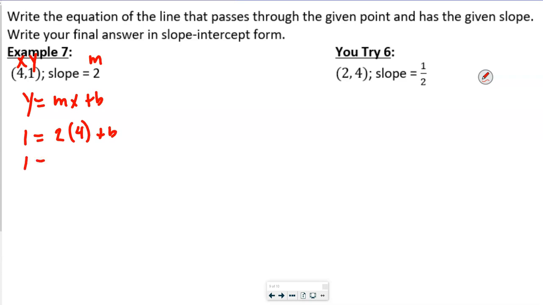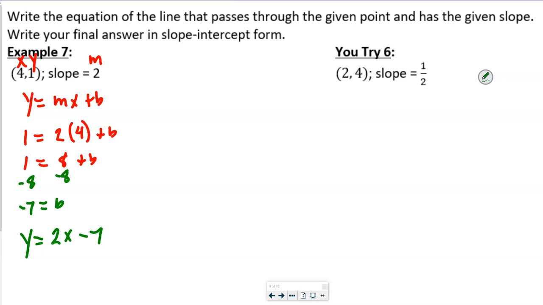And we're going to solve for that b. So this is 1 equals 8 plus b. How do we get rid of that 8? We subtract it from both sides. So negative 7 equals b. Now we're going to write the equation by substituting back in b and the slope. So y is equal to 2x minus 7.